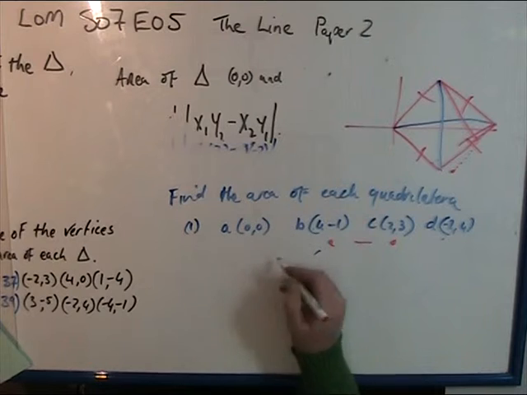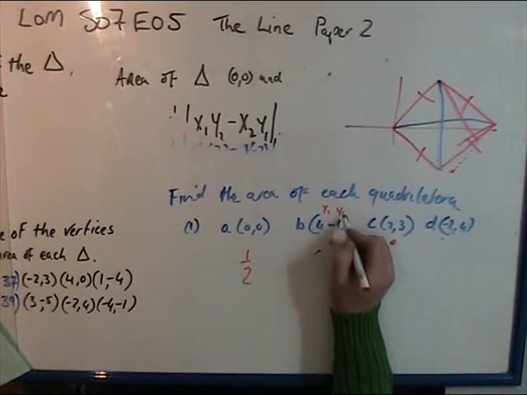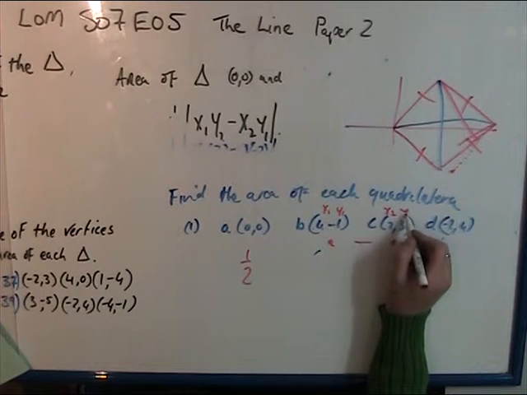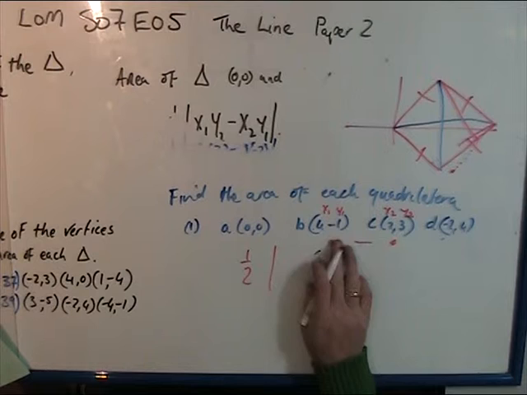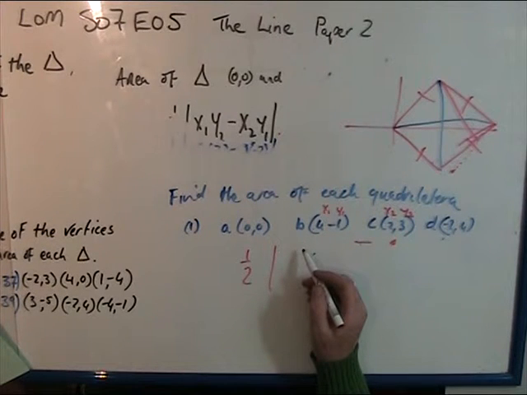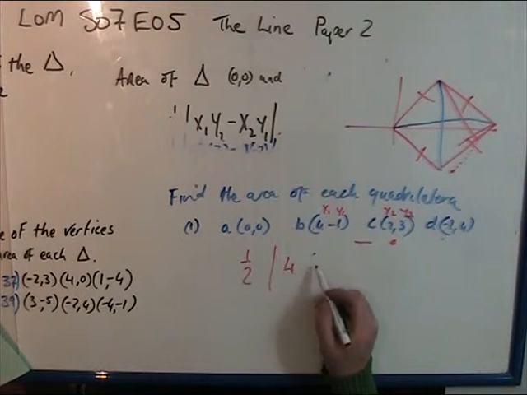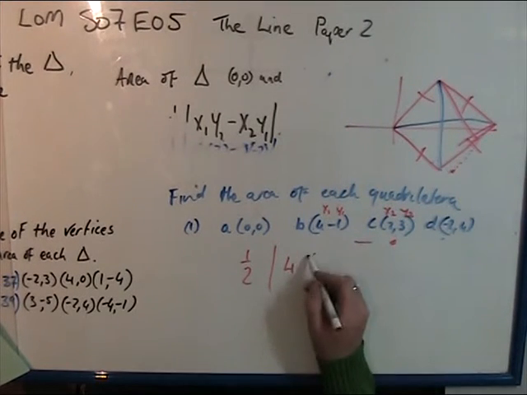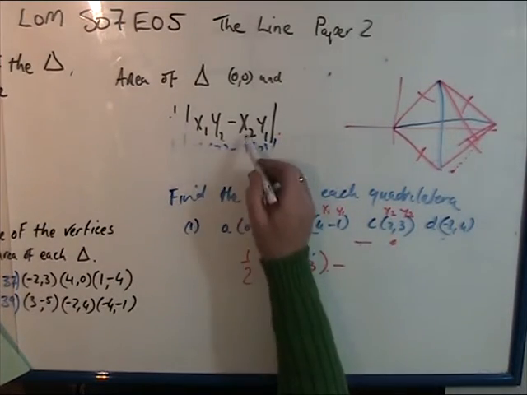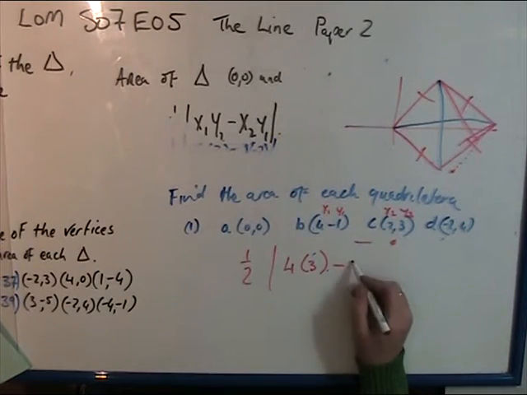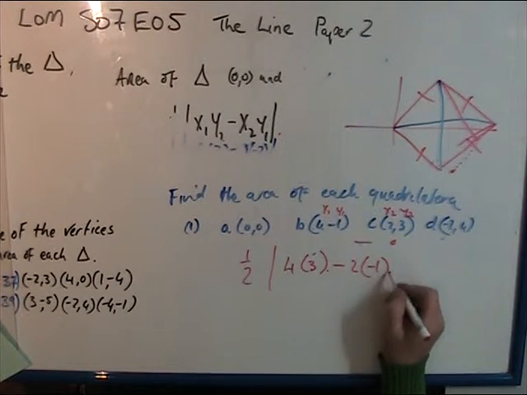So you put it into half of, and I'm going to label my points x1, y1, x2, y2. So I've got half of x1, x1 is 4. x1, y2 times 3, minus x2, 2 by y1, which is minus 1.